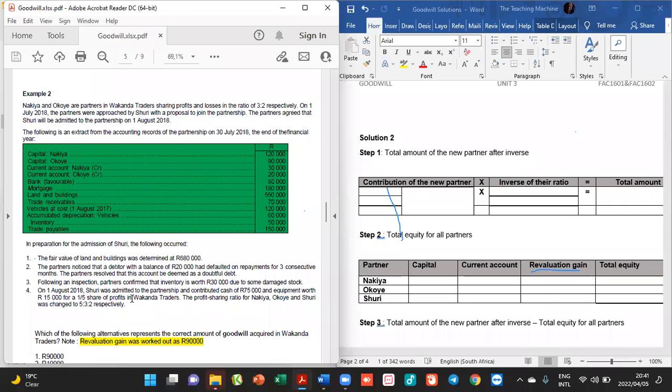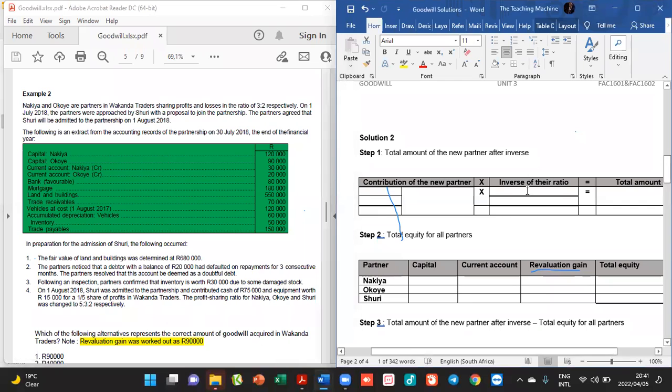Now, I want to ask students, what will be the inverse of 1/5? 5/1. It should be 5/1. That's the inverse, 5/1. How much will Shuri contribute? Number 1, 75,000, and how much? And 15,000. So all in all, it should be 90,000 if I'm not mistaken. 75 plus 15 is equal to 90.